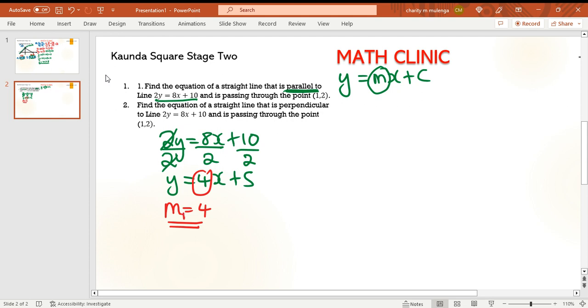And we know that because the lines are parallel, it means that even m2 is positive 4. So now, find the equation of a straight line that is parallel. So we're finding a straight line as well that is parallel.